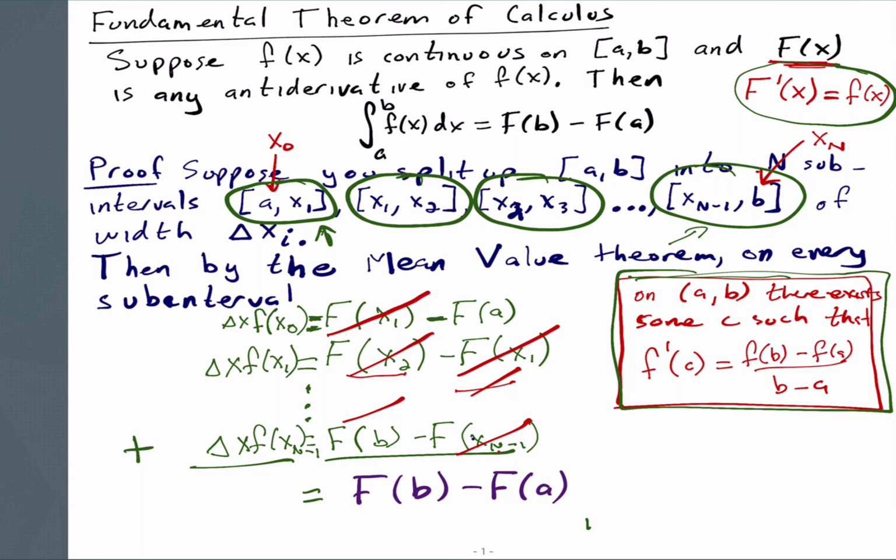So notice you have delta x in all of them. And then what else do you have? f of x sub 0 plus f of x sub 1 plus f of x sub 2, 3, all the way up to n minus 1. So this is equal to the sum of f of x sub i from i equals, in this case, 0 to n minus 1. Does that look familiar? Sure does, right?